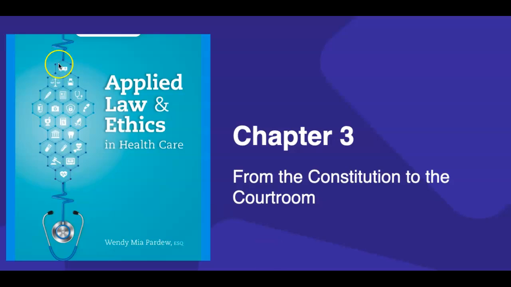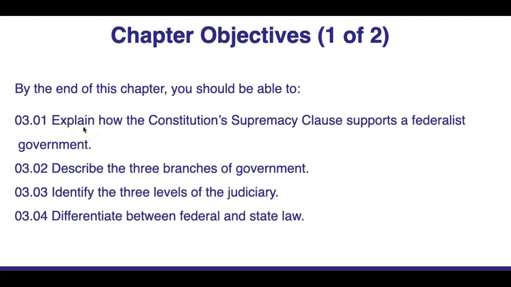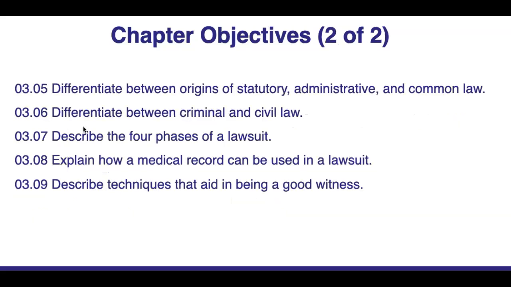So Chapter 3. Some objectives by Chapter 3, you need to know about the Constitution, of course, and how it supports federalist government, the branches of government, which I'm sure all of you are already aware of, and the difference between federal and state law. Now, know about lawsuits, know about criminal and civil law, all those things that you hear about all the time.